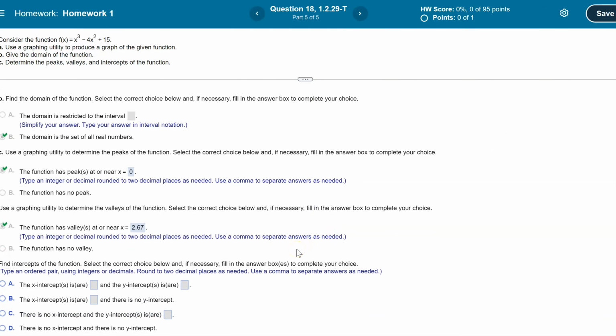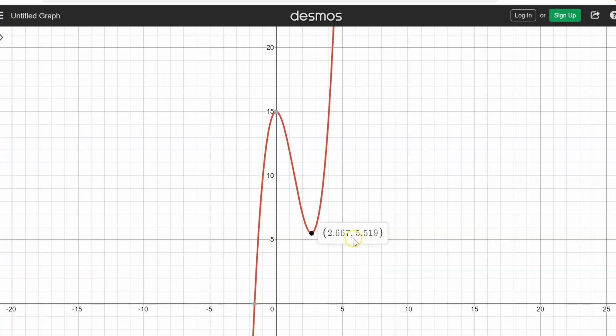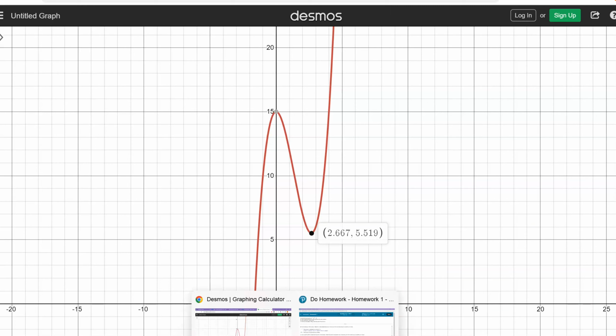Now we want to find the intercepts of the function. So are there x-intercepts? Are there y-intercepts? Well, let's go look at our picture here. So now we can see that there is one single x-intercept at negative 1.632, 0, and there is one single y-intercept at 0, 15. So let's type those in. Negative 1.632 is my x-intercept.